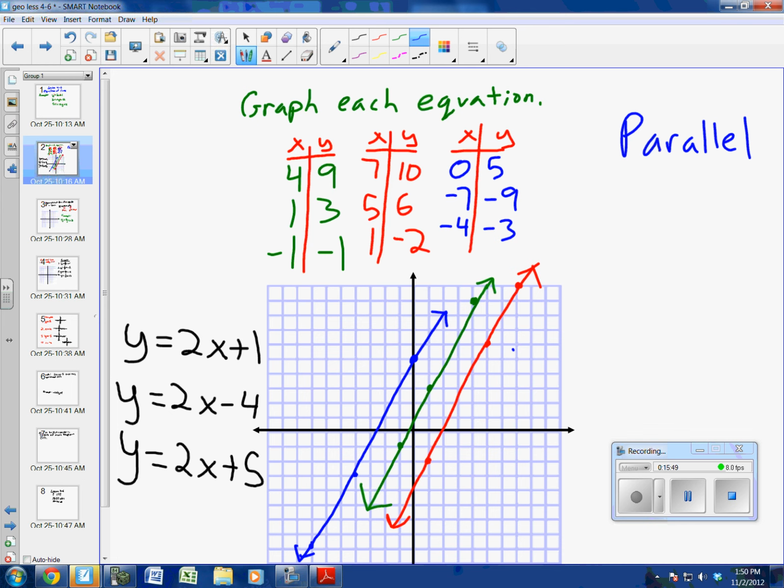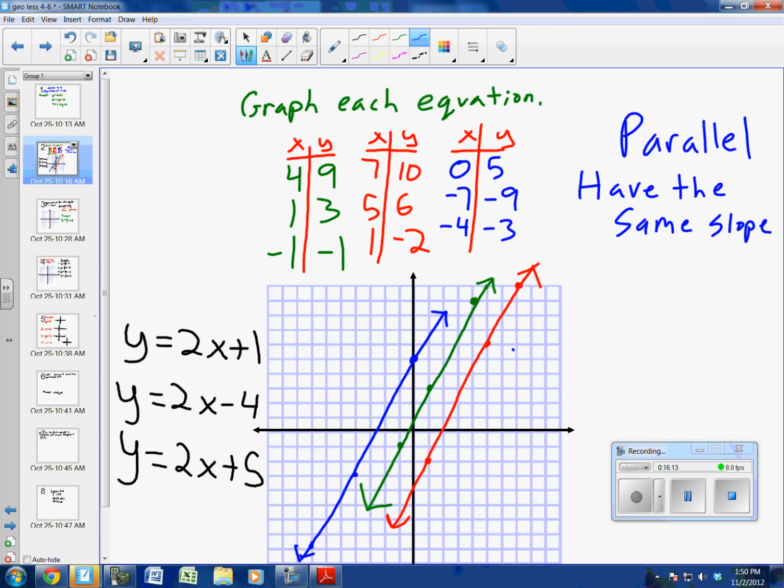We learned something about their slopes. What did we learn? Say that again? They're all the same slope. We learned that parallel lines have the same slope, right? So do you think these all have the same slope? Could we count it and find out what they are? What are they?